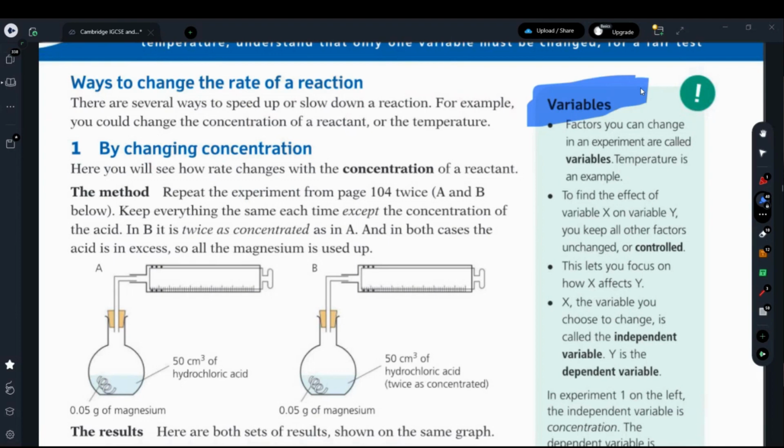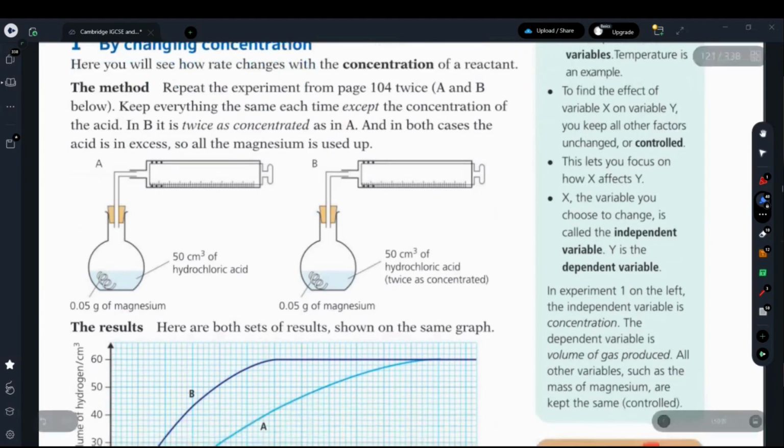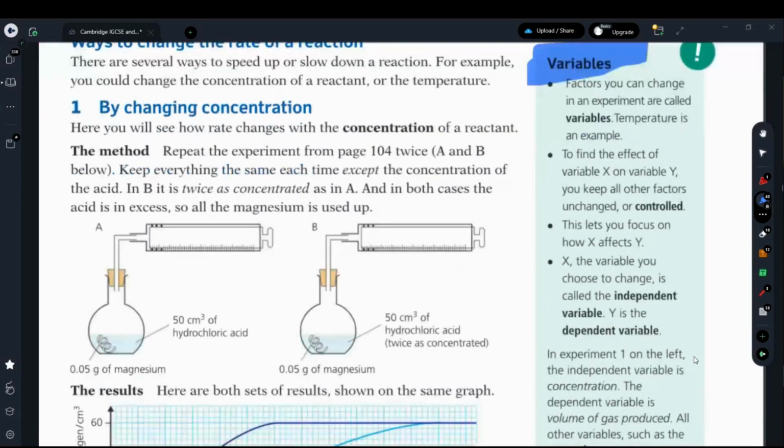Which you can see clearly in the experiment: the independent variable is concentration. The dependent variable is the volume of the gas produced, which is obvious. And volume of gas is directly proportional to the rate of reaction. So volume of gas produced will be the dependent variable for this particular case. Understood? Okay, let's come to the experiment here.